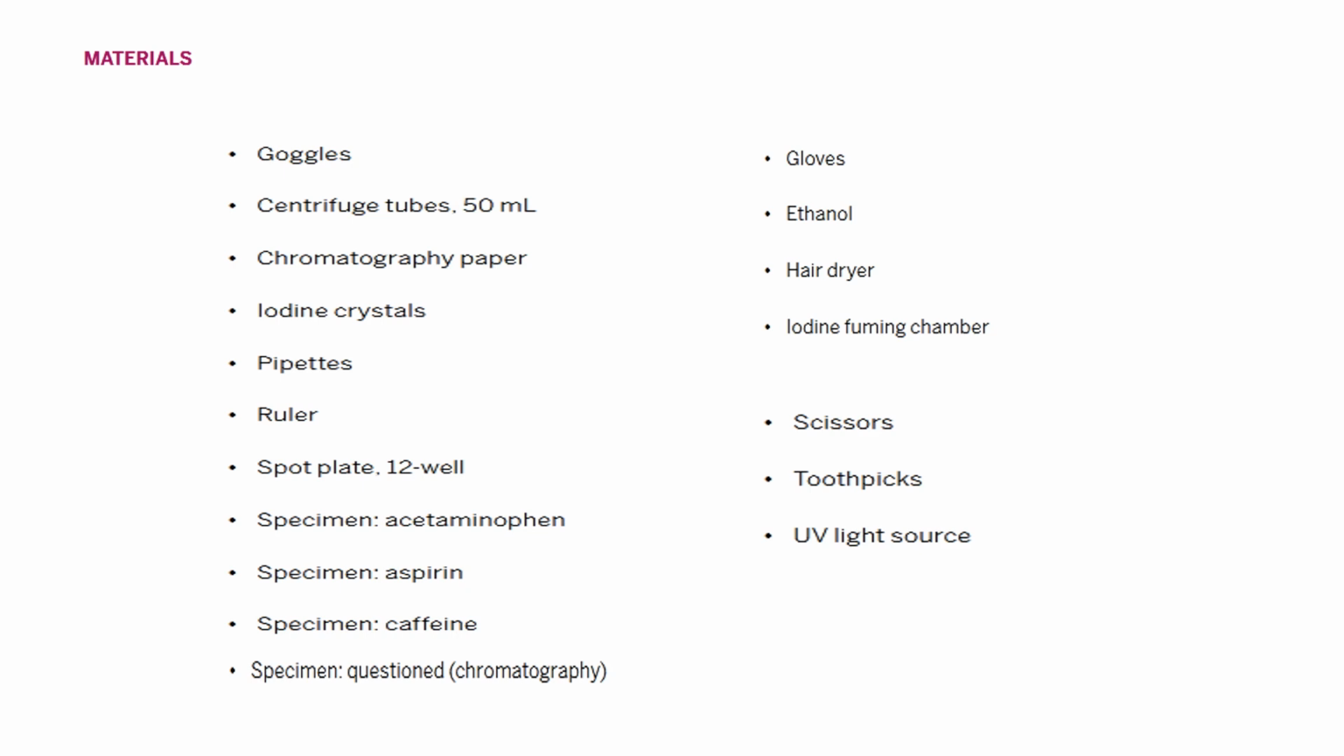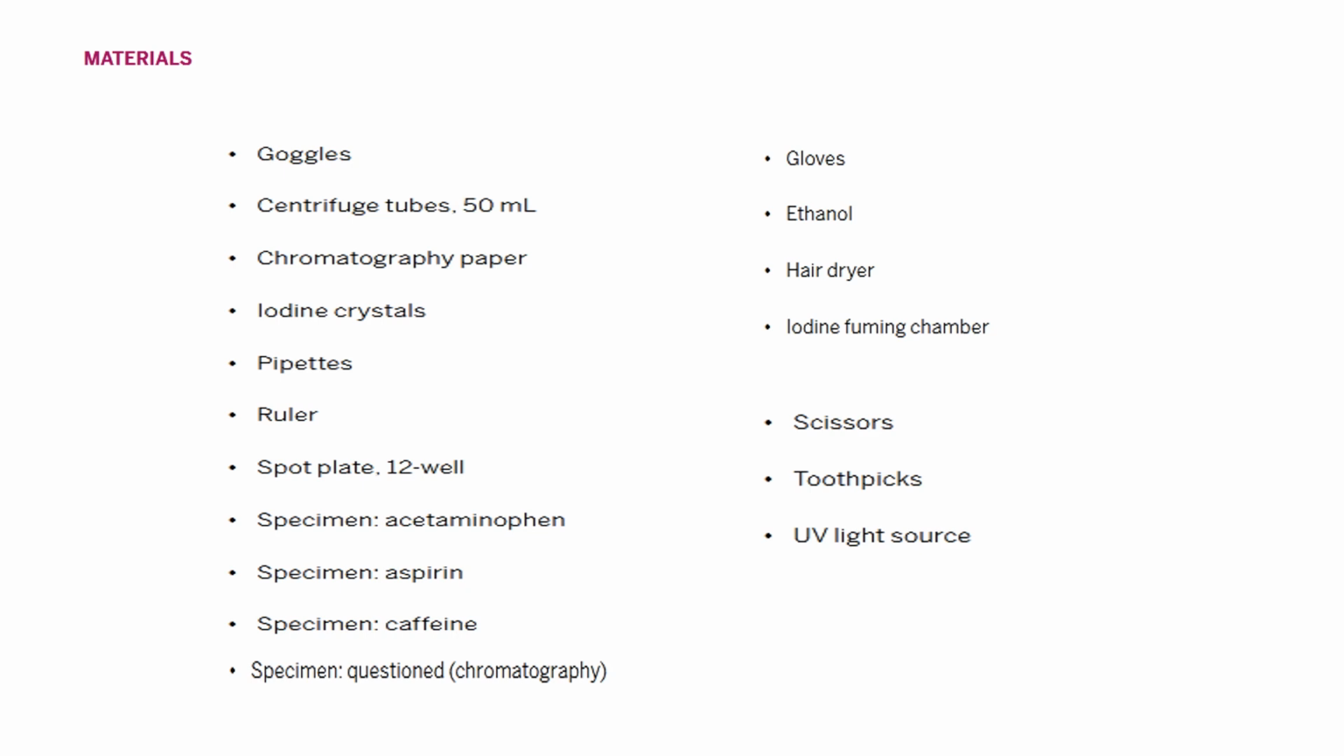What are the materials needed? Goggles and gloves, and coming to the apparatus: centrifuge tubes of 50 ml, chromatography paper, iodine crystals, pipettes, rulers to spot the points on the paper, and spot plates, that is with the dimension of 12 wells. We also need gloves, an iodine fuming chamber, and a hair dryer in order to dry.